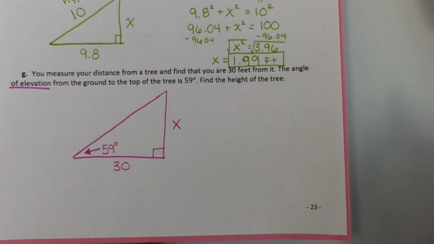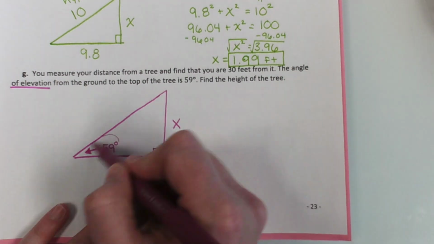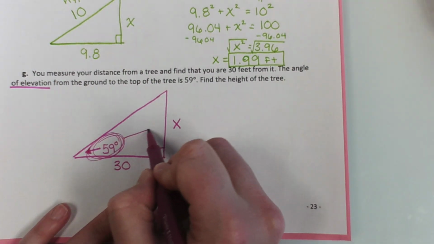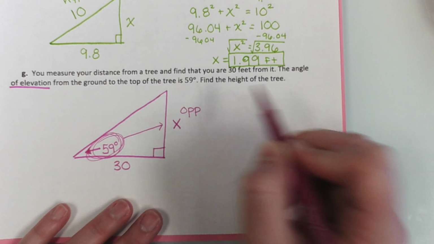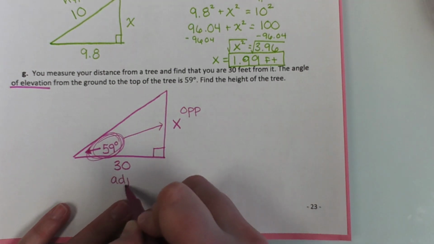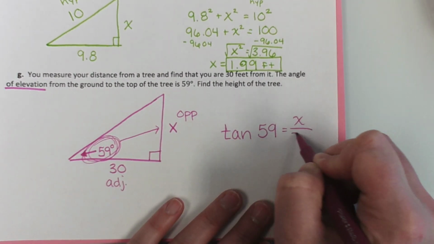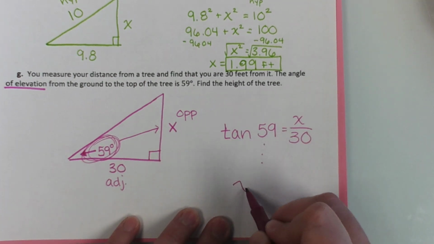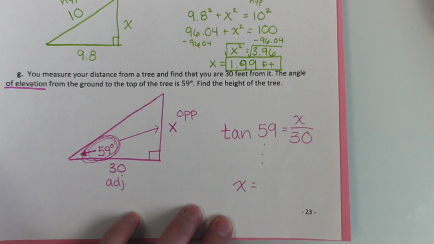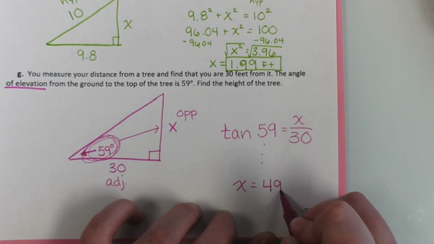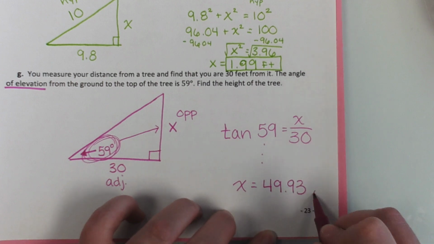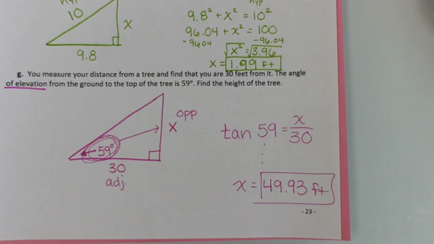Pythagorean theorem, trig, or angles adding up to 180? Trig. There's my angle. X is the opposite. 30 is the adjacent. Tangent of 59 degrees is equal to x over 30. At this point, we should know how to solve that. Indeed. And we get 49.93 feet. It's word problems. I know it's not your favorite, but is it really all that different mathematically? No. Same stuff.